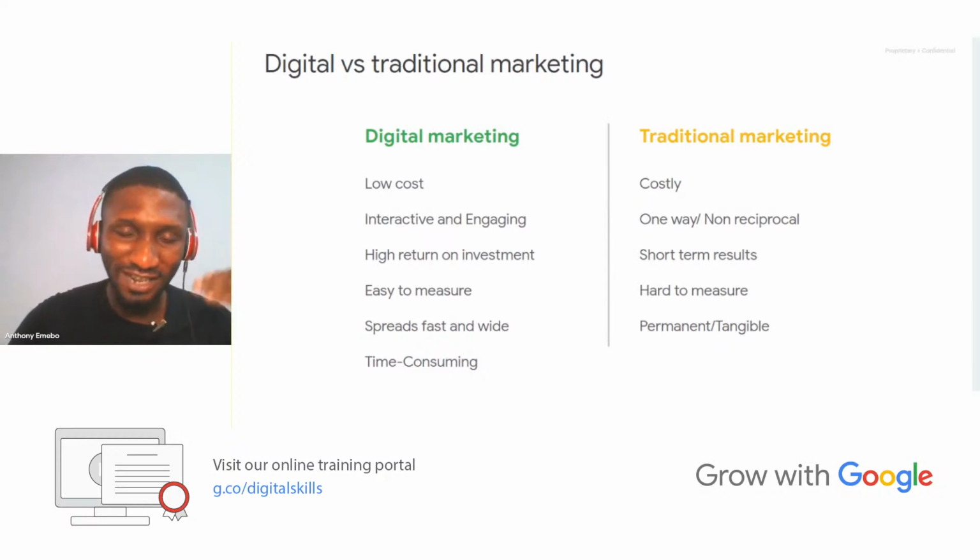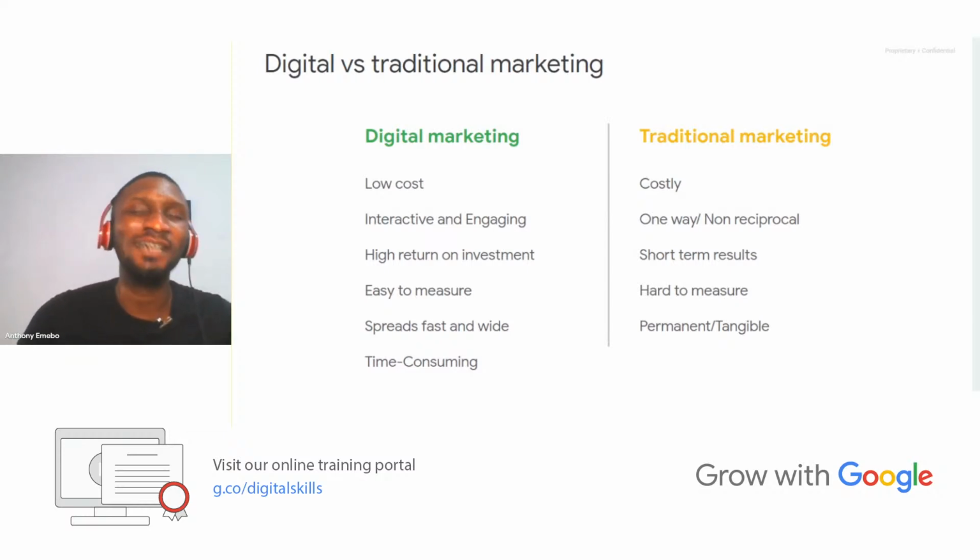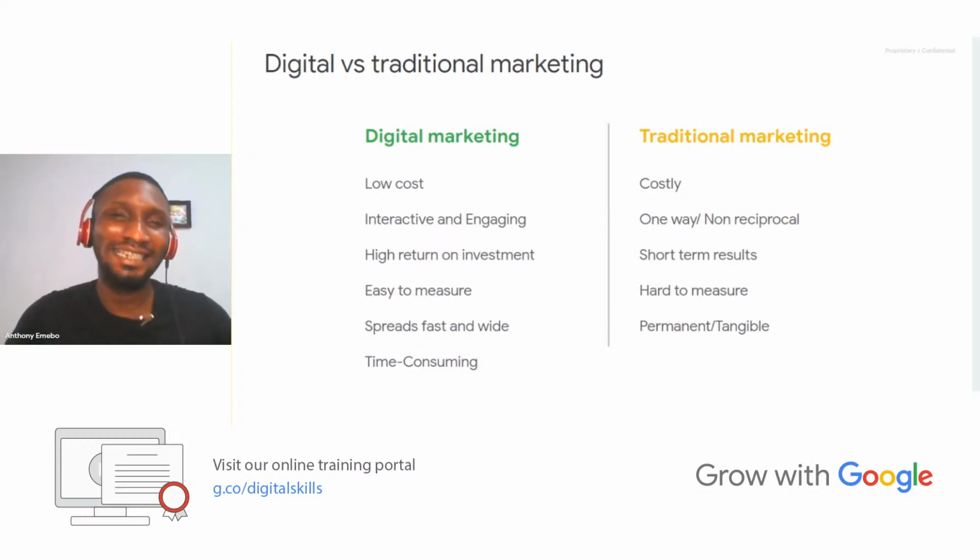Digital spreads really fast, very, very fast. But traditional is just permanent and tangible. And how can you carry that newspaper? Hey, James, I'll bring the newspaper for you tomorrow, so you see my advert there. Oh, Jessica, I'll bring it tomorrow. But on digital, you could just share or post, and if they like it, they are sharing it.